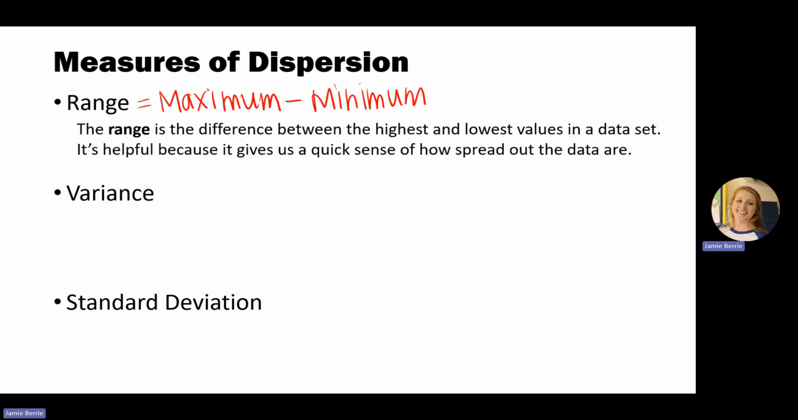All right, so the range is the difference between the highest and the lowest values in the data set. This is helpful for us because it gives us a quick sense of how spread out the data are. In the last video, whenever we calculated one variable statistics, it's not going to just spit out the range in the output, but it will tell you the maximum and the minimum. So you just have to plug those two numbers into this formula.